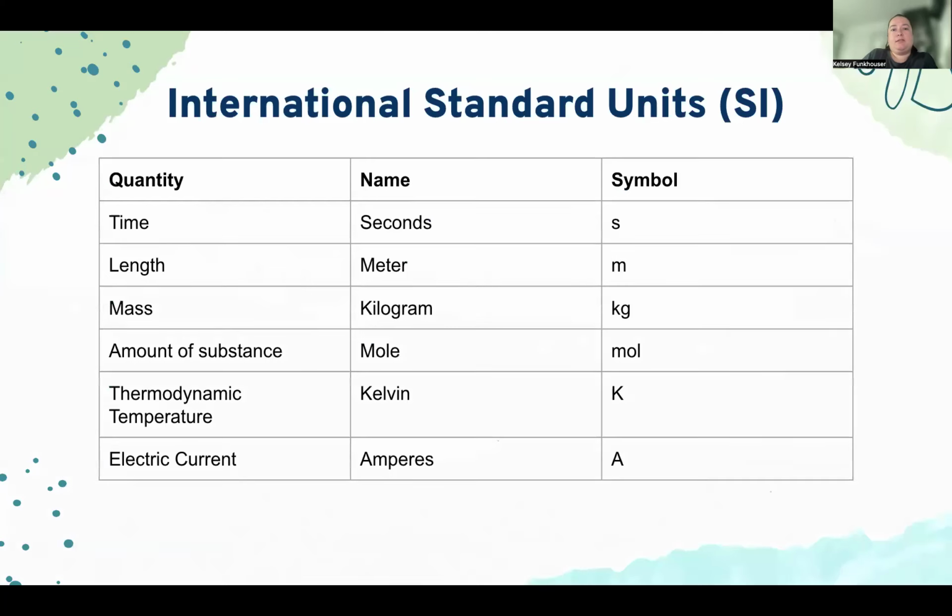So to start out, in physics, we use International Standard or SI units. Time is measured in seconds, length in meters, mass in kilograms. And the rest of these we probably won't use this quarter. And when we're working on physics problems, our units should specifically break down into things like seconds, meters, and kilograms.